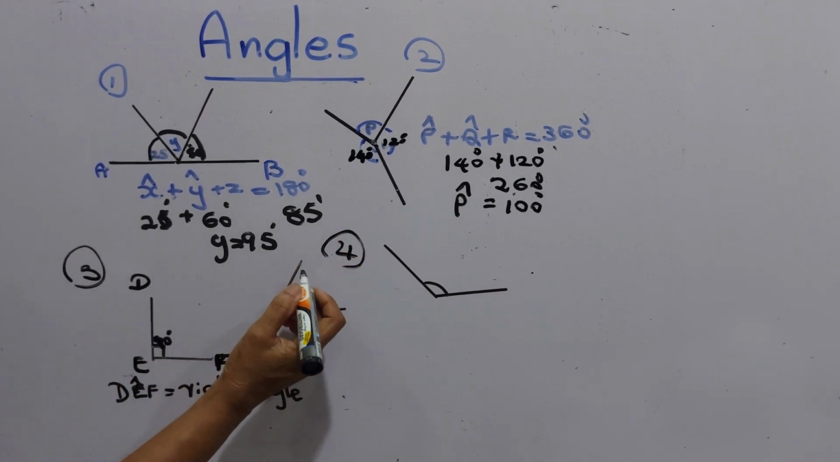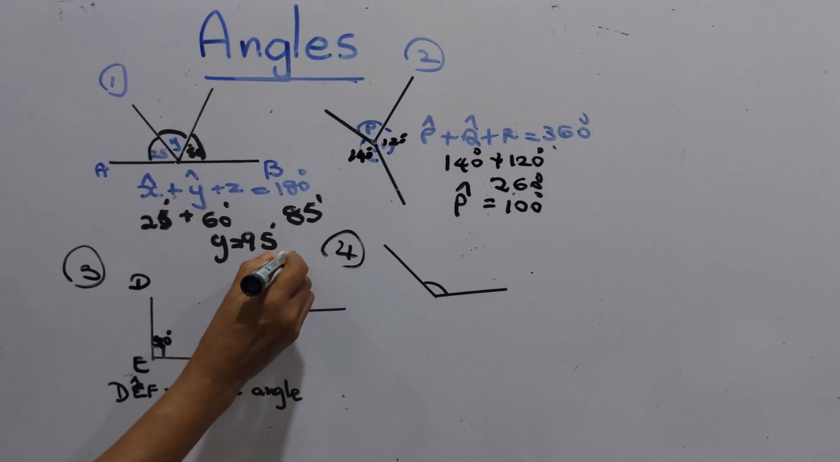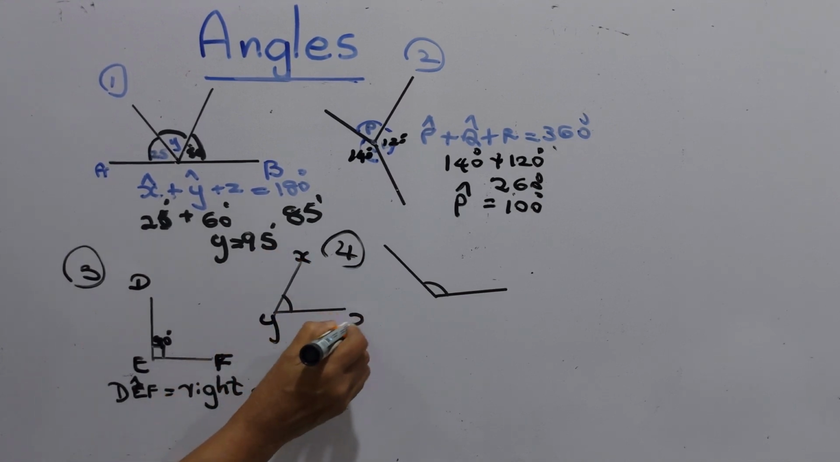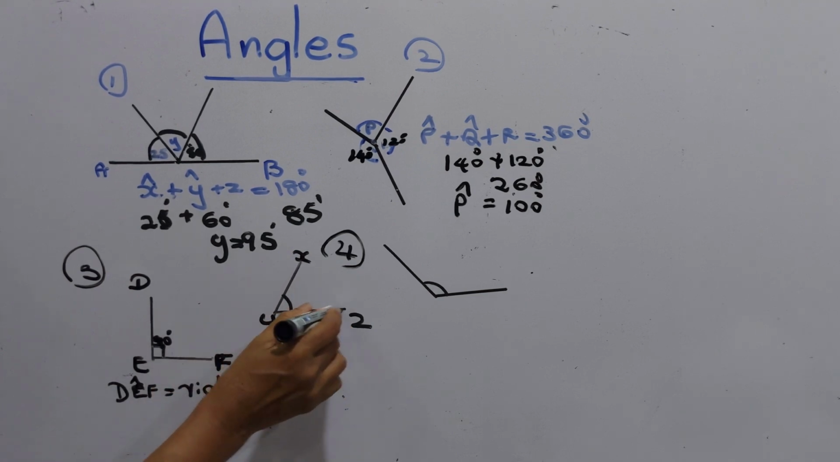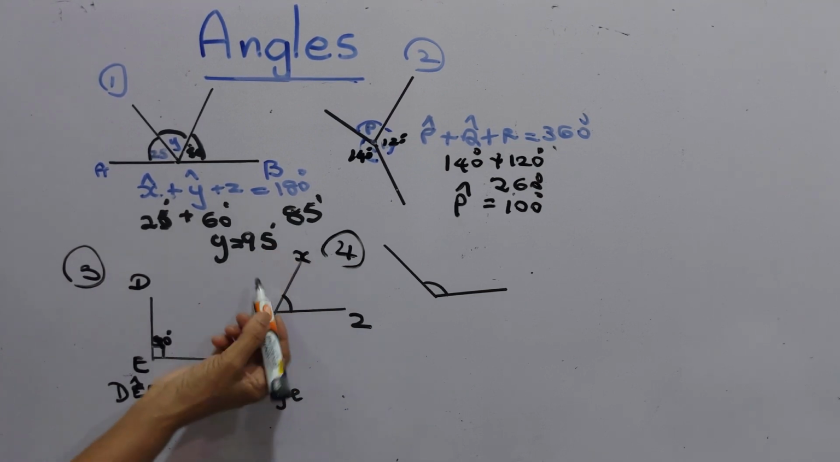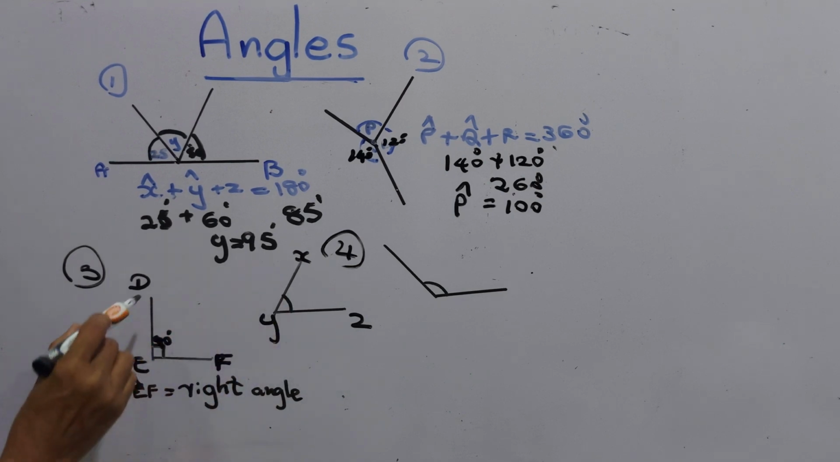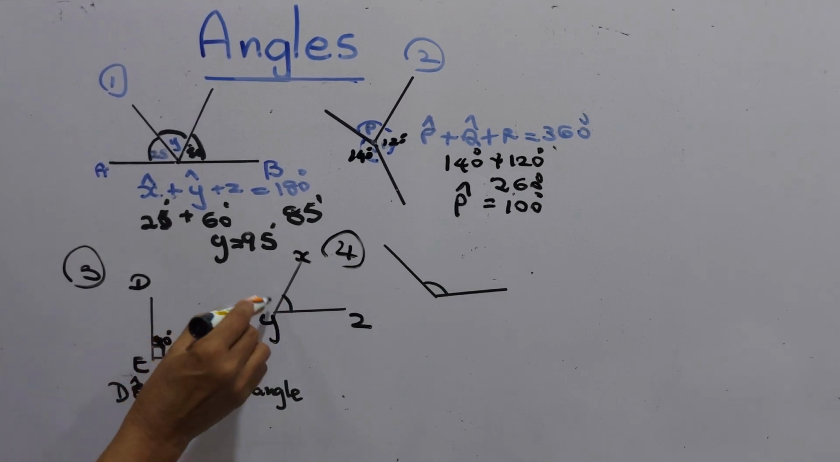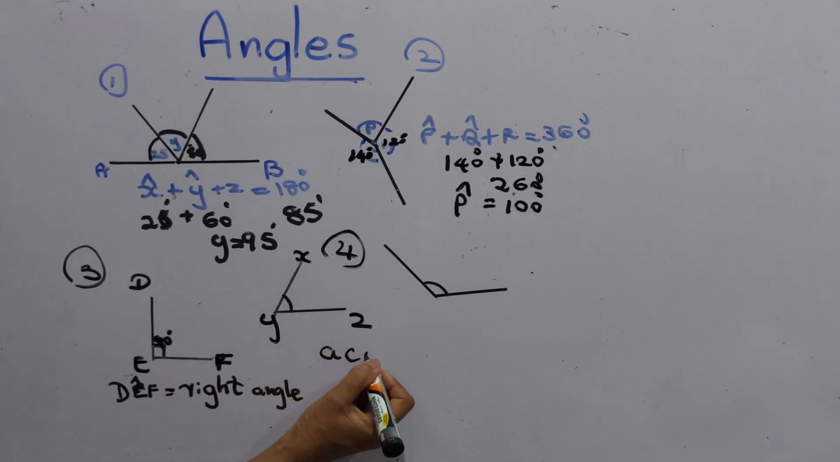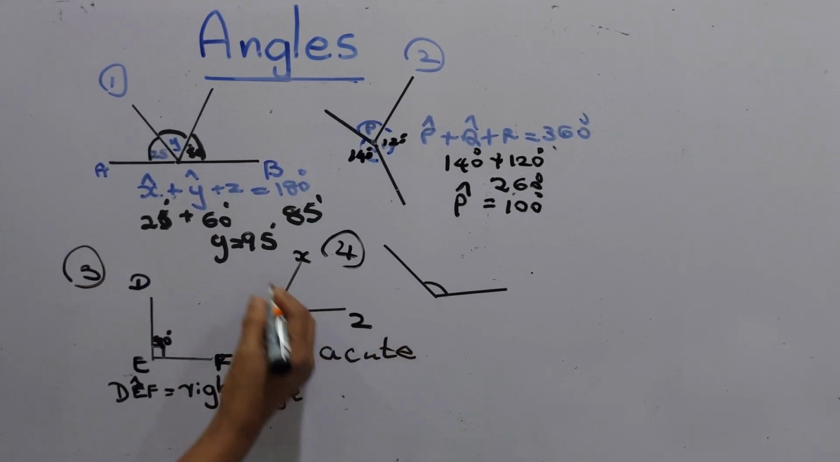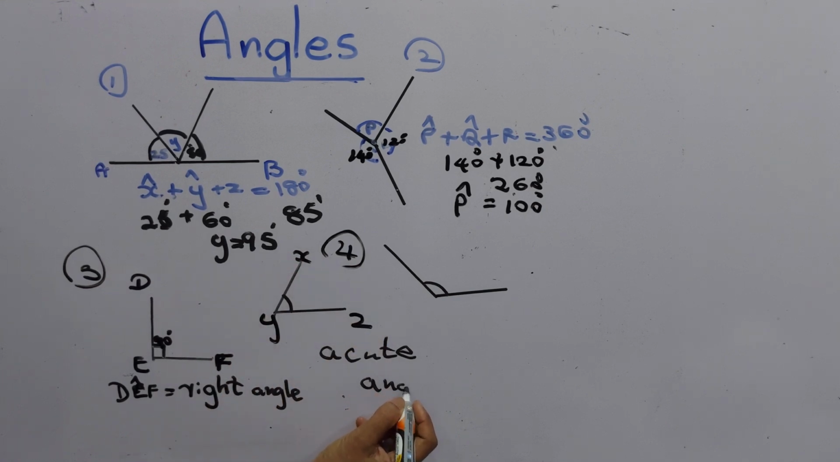Look at the fourth figure. There are two straight lines. We'll name it as X, Y, Z. X, Y line and Y, Z line meet together in an angle that is less than 90 degrees. Look at this angle, that is 90 degrees. This is less than 90 degrees. We call it an acute angle. That is less than 90 degrees.